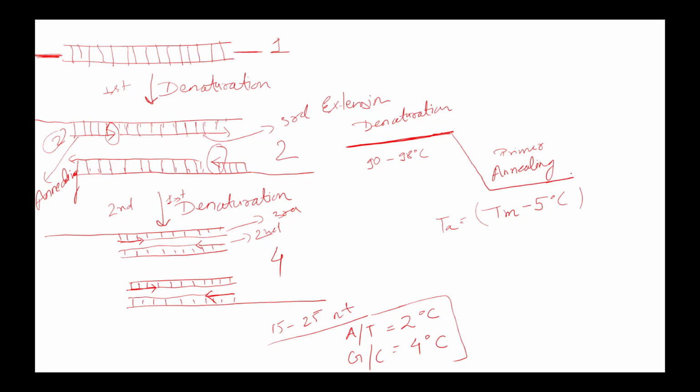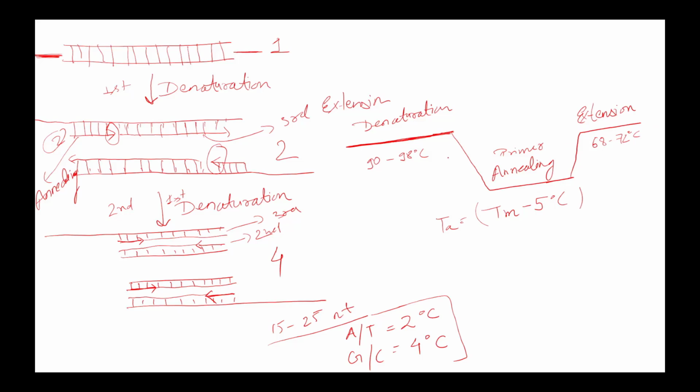Now after the primers are annealed, we provide the optimum temperature for the polymerase activity, that is generally in the range of 68 to 72 degrees. This is the extension temperature, the optimum temperature for the polymerase activity. So that is what happens in the first cycle: we have the denaturation, then the primer annealing, and then extension.